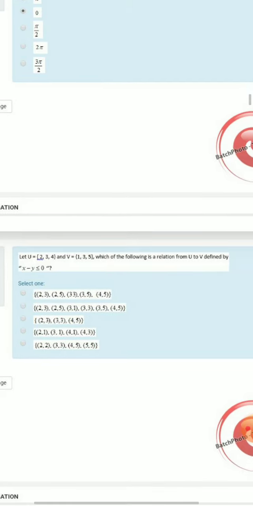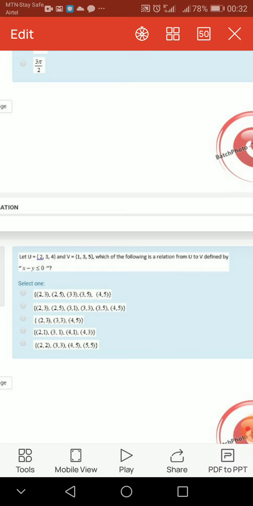Okay, now this one is a set question. Well, you can't really use calculation, but you can use logic. We are given U to be {2, 3, 4}, V to be {1, 3, 5}. Which of the following is a relation from U to V defined by x minus y less than or equal to 0? Now, what that is really saying is that we are supposed to pair U and V.